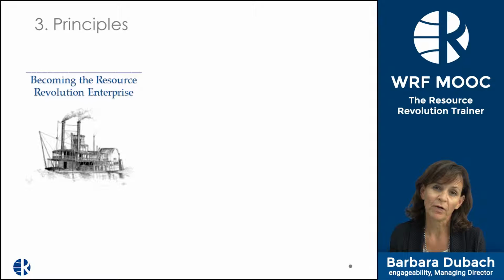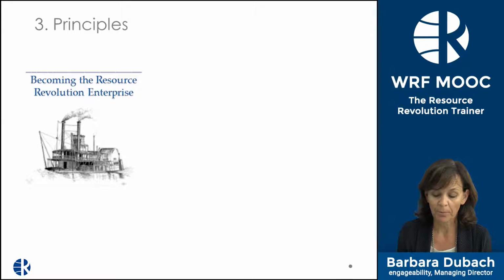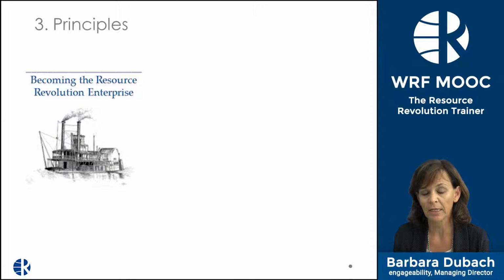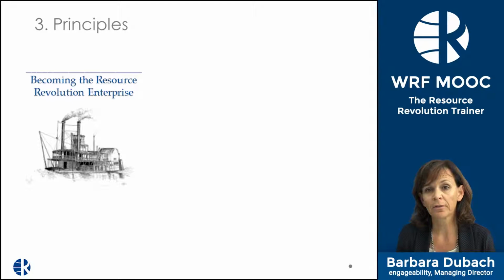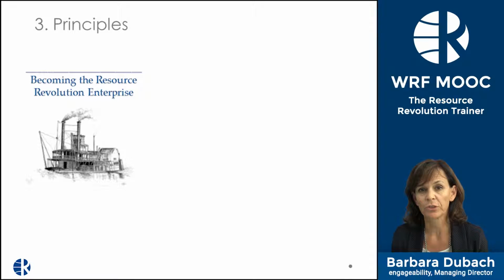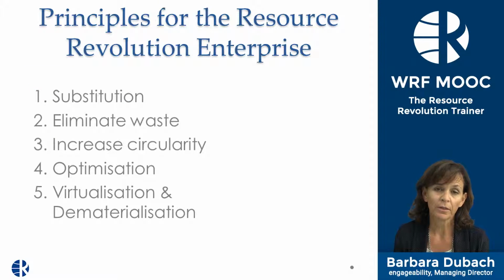We will also provide some examples from companies of the experiment stage of the Zeronauts transformation process defined by John Elkington. So what are the principles for the Resource Revolution enterprise? They are substitution, elimination of waste, increasing circularity, optimization, as well as virtualization and dematerialization.